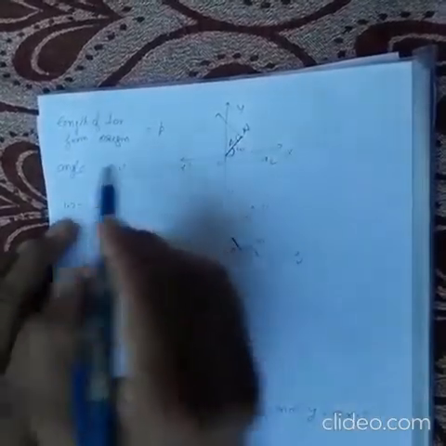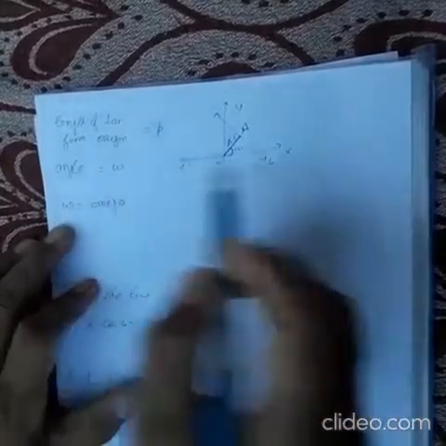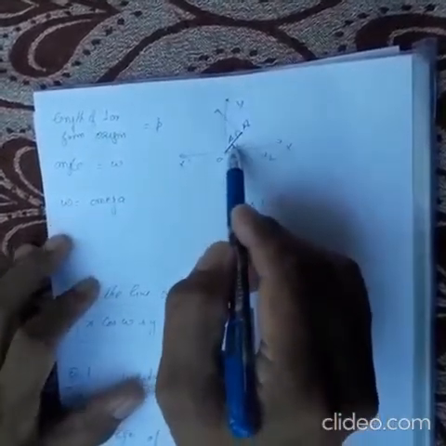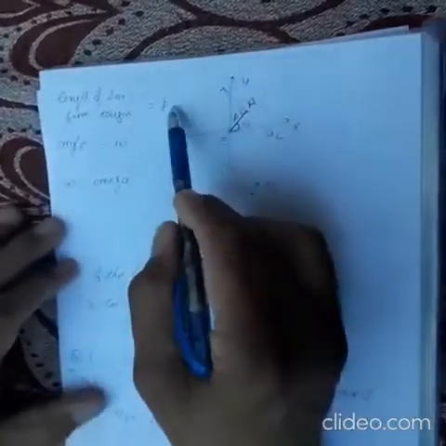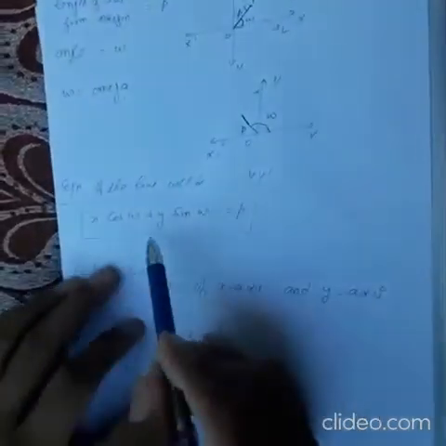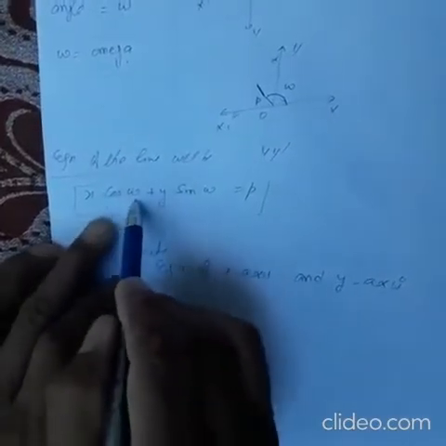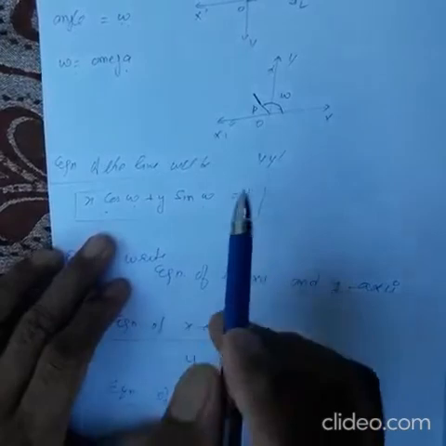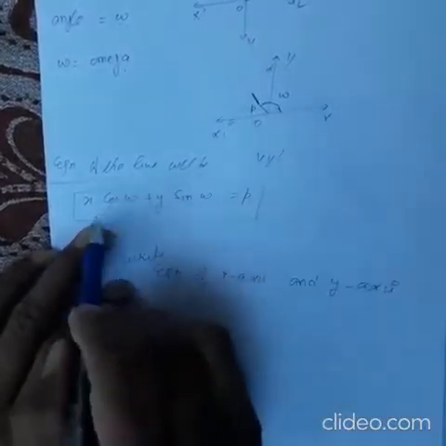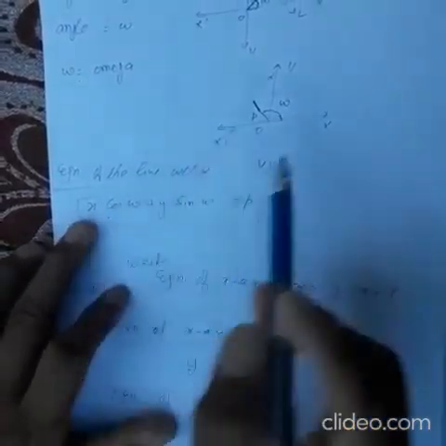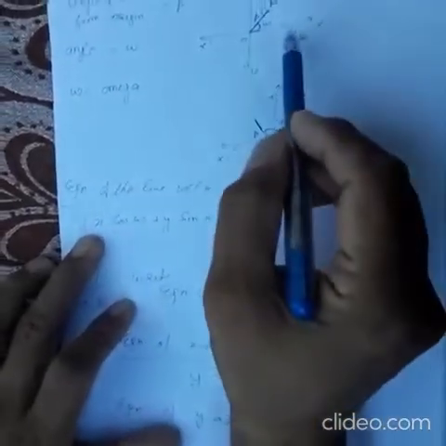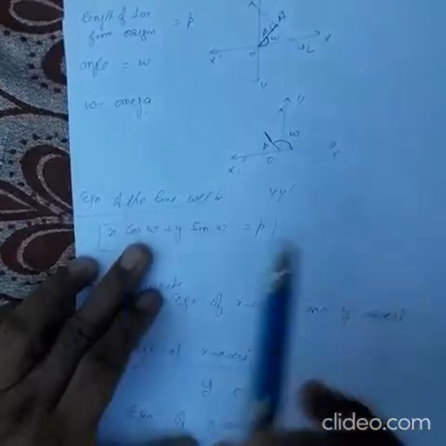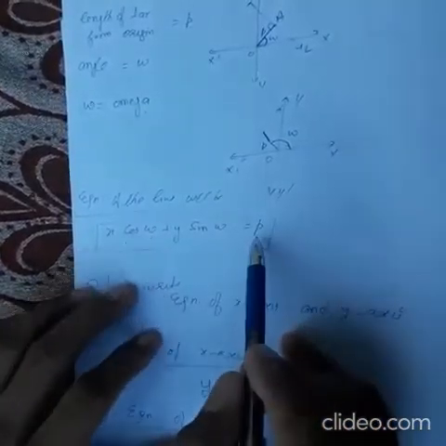This W-type symbol is called omega. So the angle between the normal and the positive x-axis is omega, and the length of the perpendicular is P. Then this formula will be used: x cos omega plus y sin omega is equal to P. I hope this formula is clear, where x, y are the coordinates of any general point lying on this line, omega is the angle between the normal and the positive x-axis, and P is the length of the perpendicular.